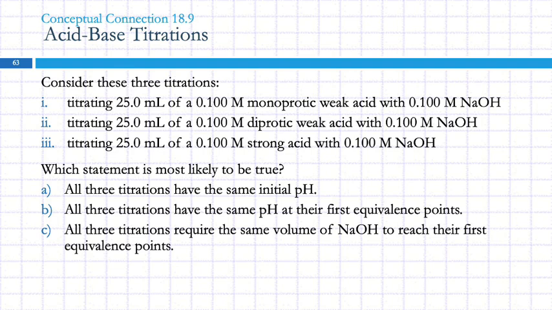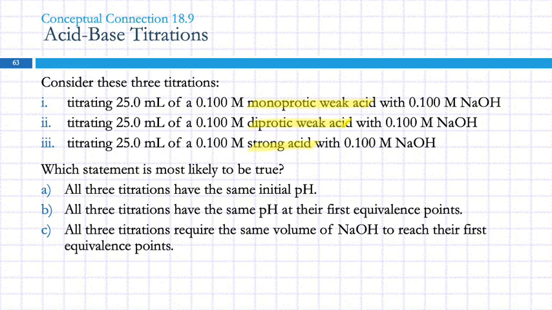Consider these 3 titrations. The volumes and the concentrations are all the same, and they're being titrated with sodium hydroxide, same concentration. I'm just trying to identify what's different about these. So we have a monoprotic weak acid, a diprotic weak acid, and a strong acid. Which statement is most likely to be true?